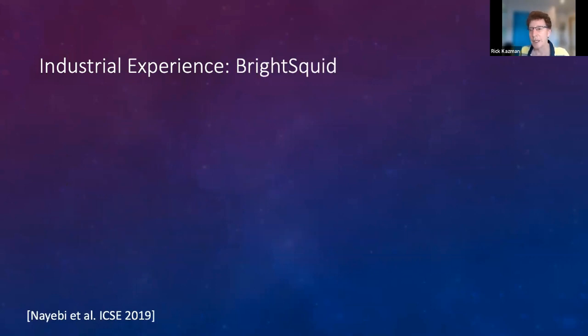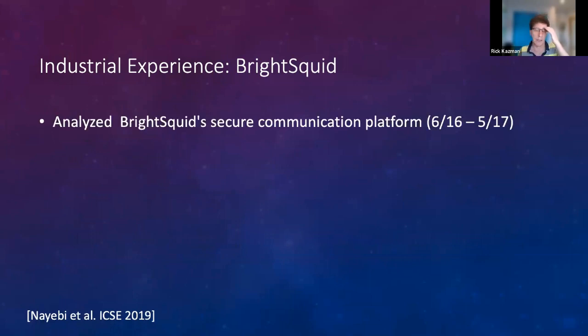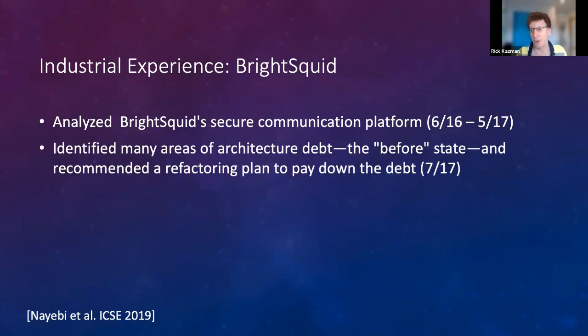The third industrial study that I'll talk about is with a Canadian company, Bright Squid. This is a company that develops secure communication platforms for the healthcare industry. We took about a 1-year sample of their project history, and we analyzed it. We, of course, identified the architecture debt in this snapshot of the system. We call this the before state.